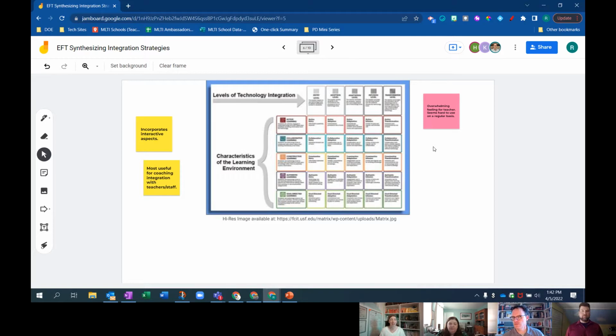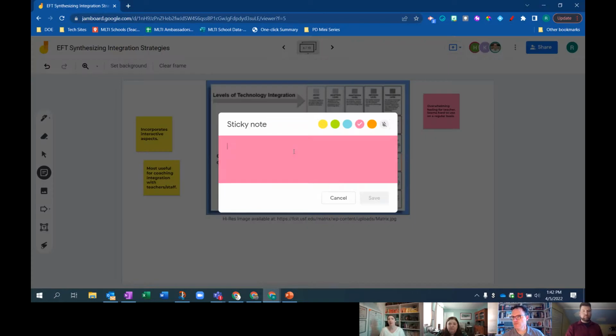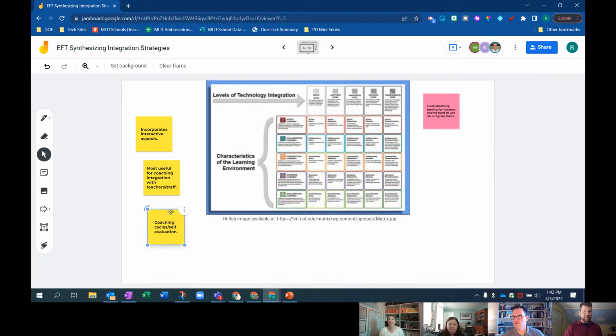So I love the idea that Holly has about self-evaluation or coaching cycles and really being able to dig into this tool that way. But from just a classroom teacher perspective, on the daily, this is probably not a tool I would turn to for that kind of quick work that we're doing. Yeah, I agree. That's why I wanted to see what you guys had to say about it first.